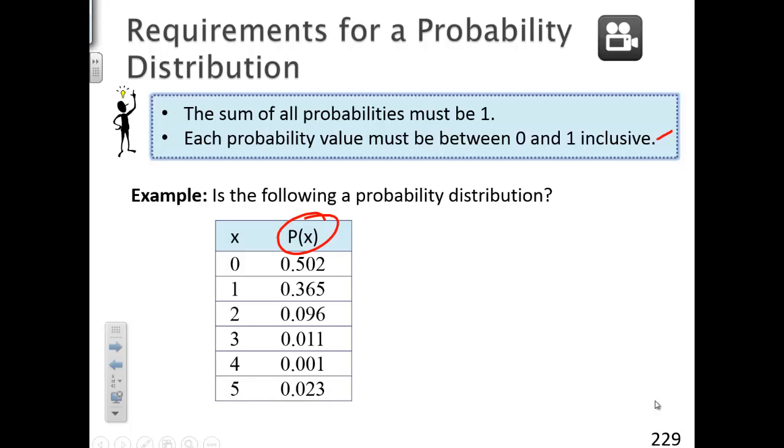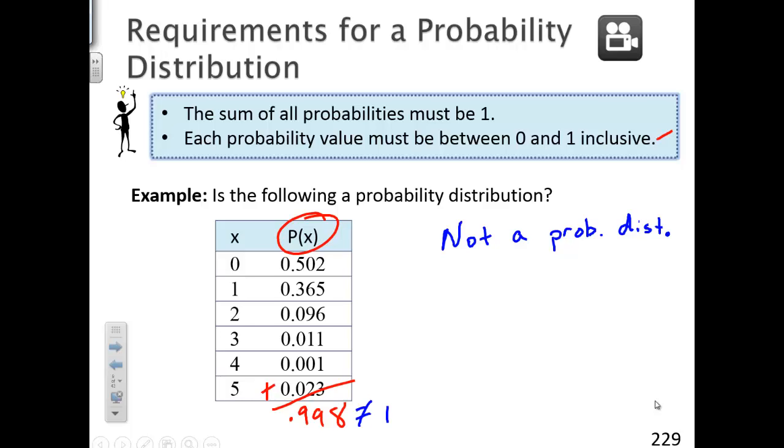So let's take our calculator, add those up, and we get 0.998. Well, 0.998 is not equal to 1. So we say no, it's not a probability distribution. And we can abbreviate that statement.